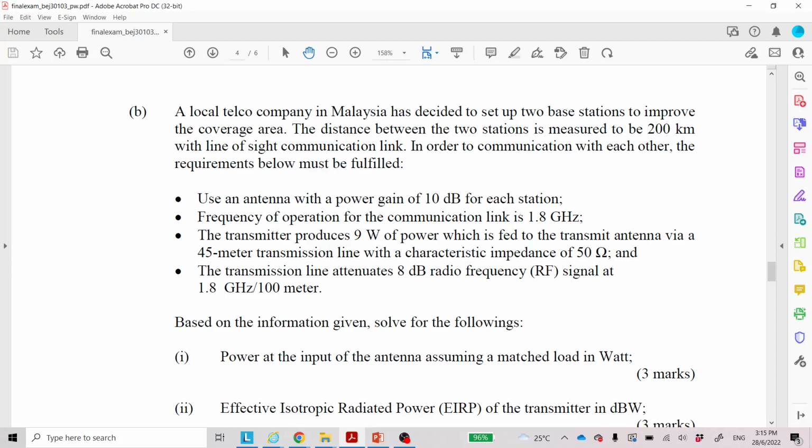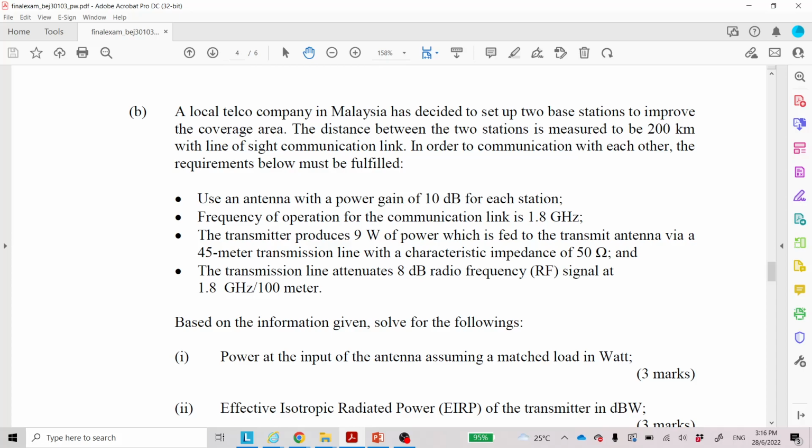The last one, the transmission line attenuates 8 decibel radio frequency signal at 1.8 gigahertz per 100 meter.